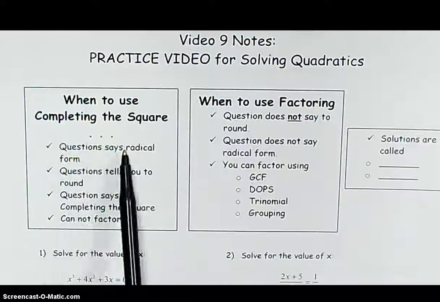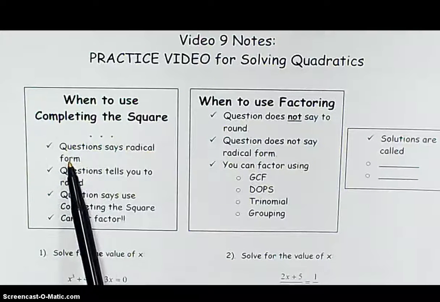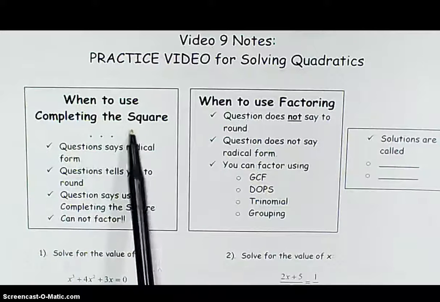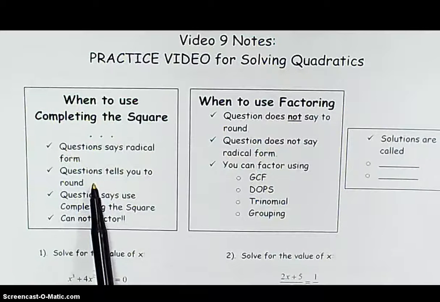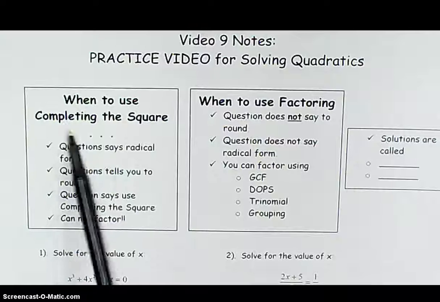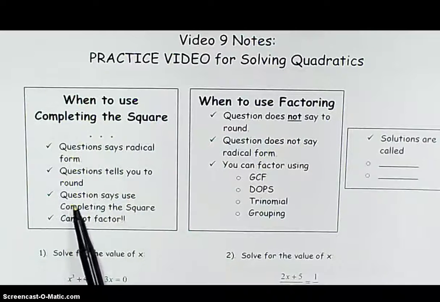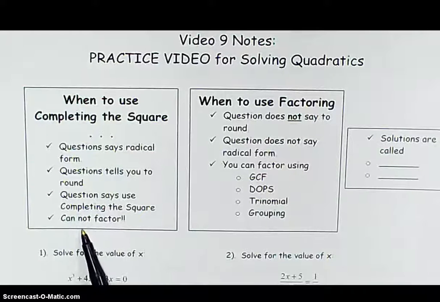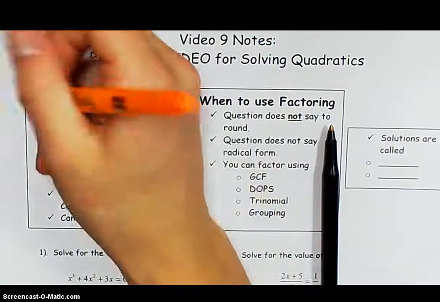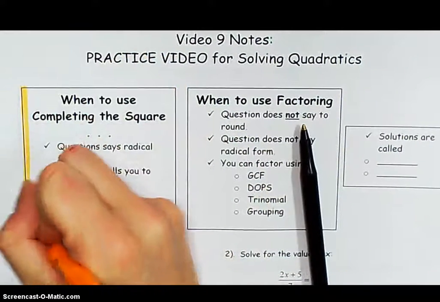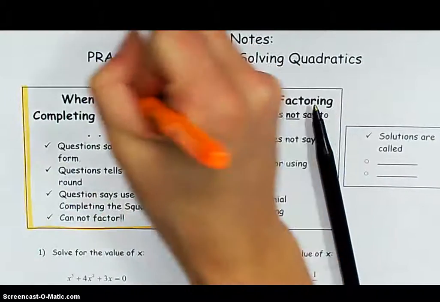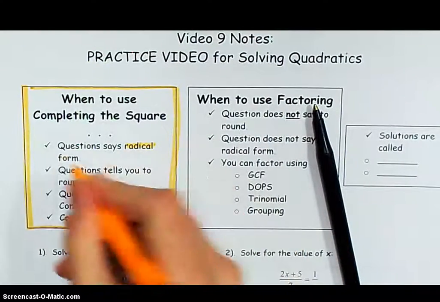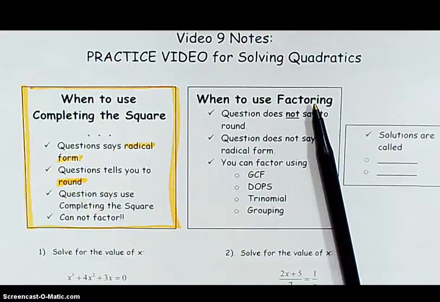Well, if your question says radical form, you should probably use completing the square. If your question tells you to round, you should probably use completing the square. Or if your question says completing the square, make sure that you use completing the square. Or if your problem just is unfactorable, then you have to use completing the square. So those are kind of just the key ideas of when to use completing the square: radical form or rounding.